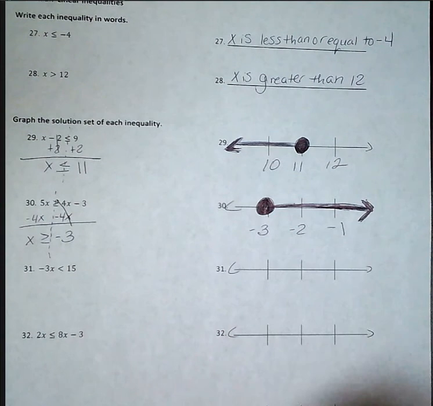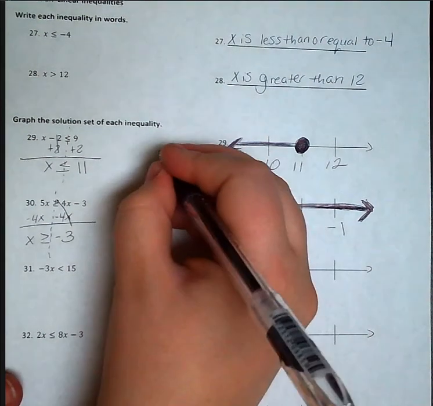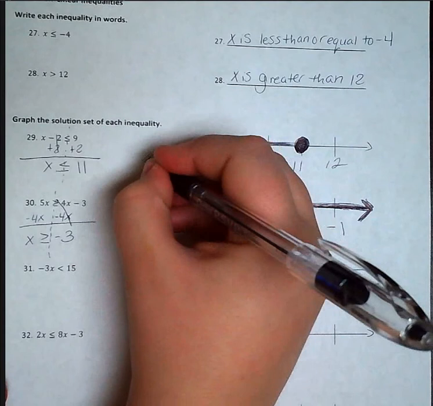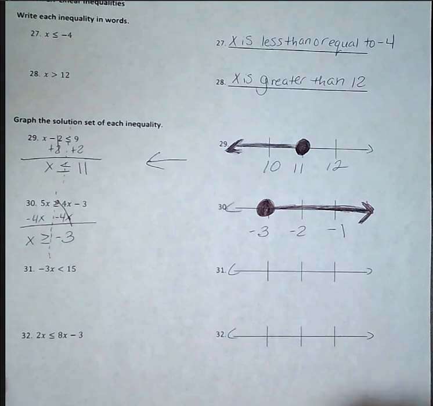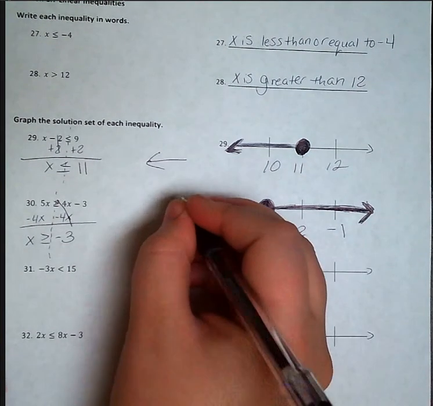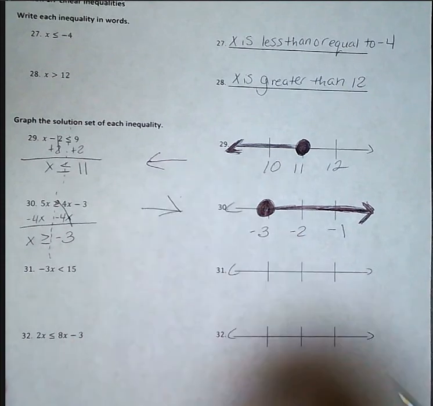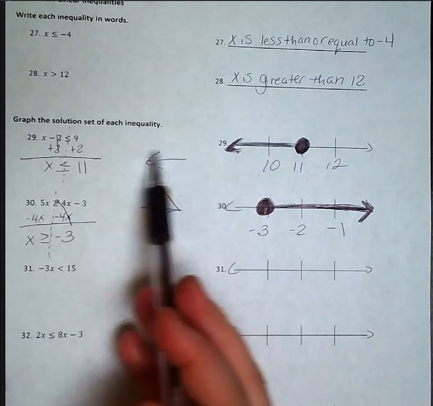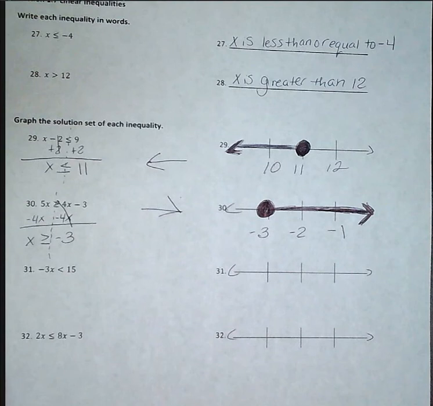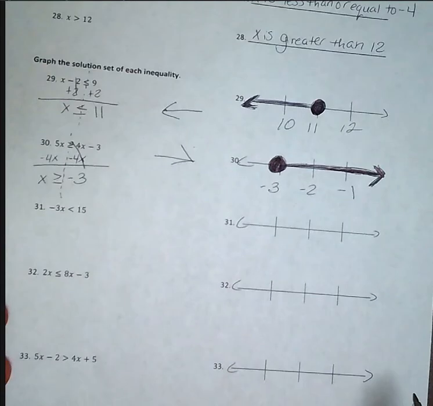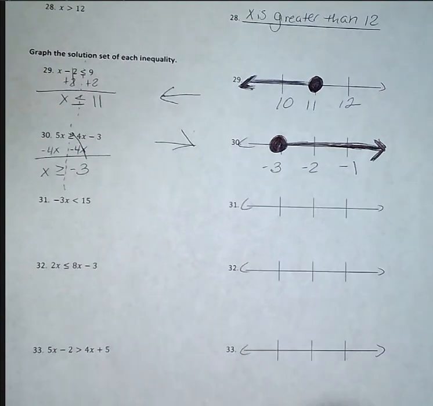Remember, I also taught you that if it is a less than, you can just make it into an arrow and that shows you which way to go. And if it's a greater than, same thing. Notice how you went this way and how you went this way. So that is also okay. 31 is where I'm going to get you, so be very careful.